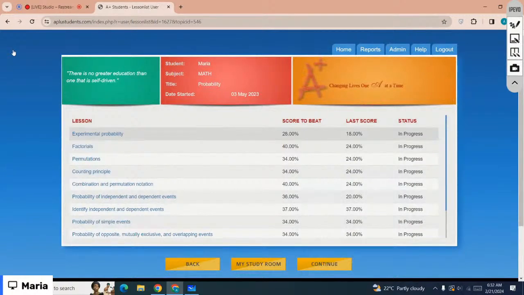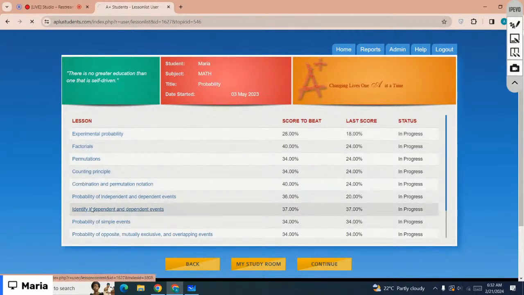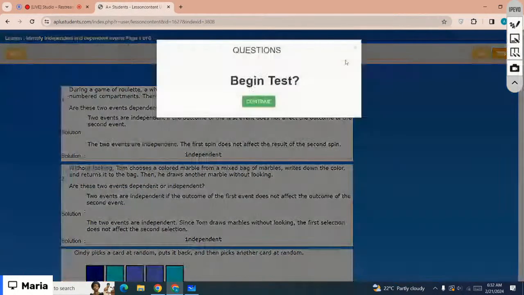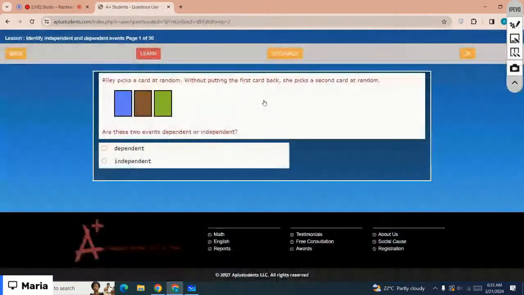Okay, the next lesson is identify independent and dependent events. Identifying dependent and independent events is very easy. Let's just start with the test questions. If the outcome of the second event is affected by the outcome of the first event, that means they are dependent events. The first example: Relay picks a card at random without putting the card back. She picks a second card at random. Are these two events dependent or independent?